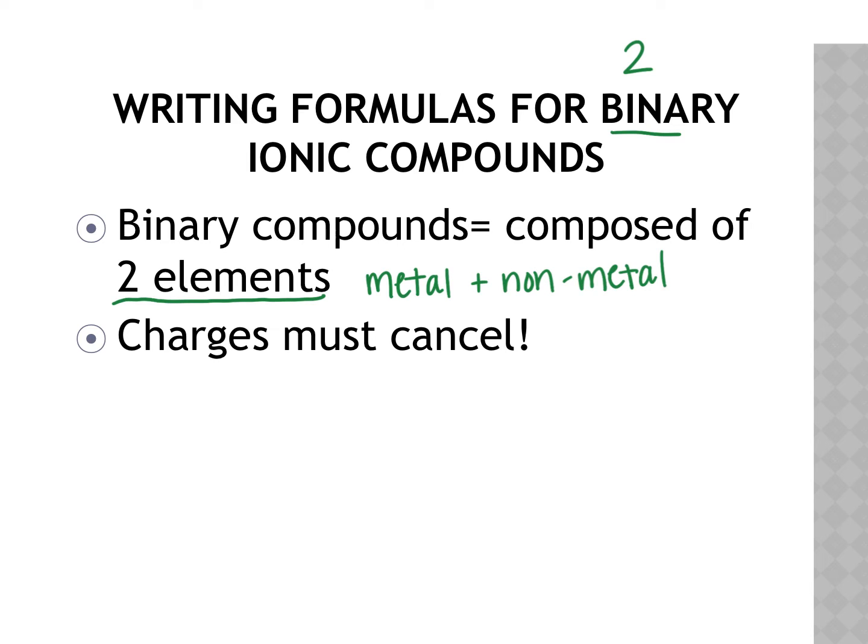There are rare exceptions, and those rare exceptions come from the polyatomic ion chart. But so it's just two elements. One's a metal, one's a nonmetal. Now one thing to keep in mind: ionic compounds are electrically neutral. Remember, think about if you touch your table salt, do you get shocked? No, right? They are neutral. So that means as we write formulas, the charges are going to have to cancel. And I'm going to show you how we do that. But when I say charges must cancel, that means your number of plus charges has to be equal to your number of negative charges.